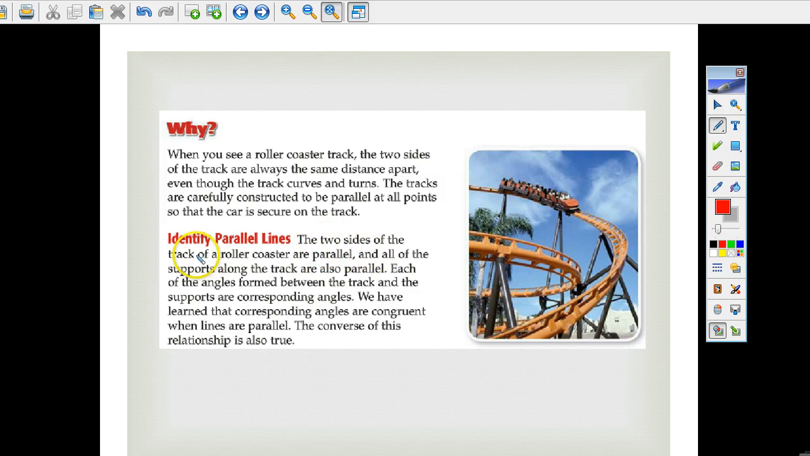Identify parallel lines. The two sides of the track of a roller coaster are parallel, and all the supports along the track are also parallel. Each of the angles formed between the track and the supports are corresponding angles. We have learned that corresponding angles are congruent when lines are parallel. The converse of this relationship is also true.